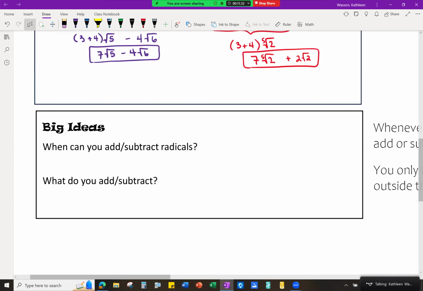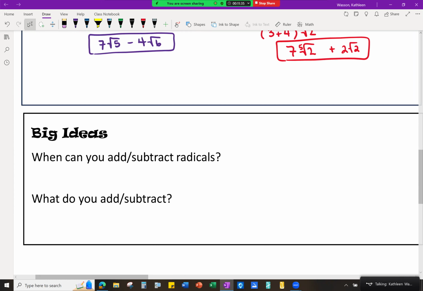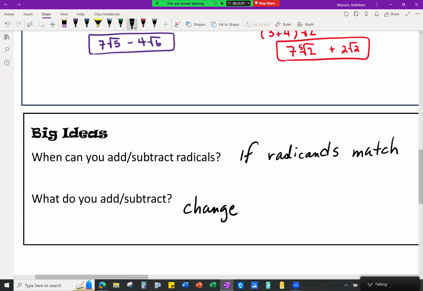So, big idea here. When can you add and subtract radicals? As we said, if the radicands match. And what do you add and subtract? Well, we only changed the numbers outside. We combined. How about that? The numbers outside.